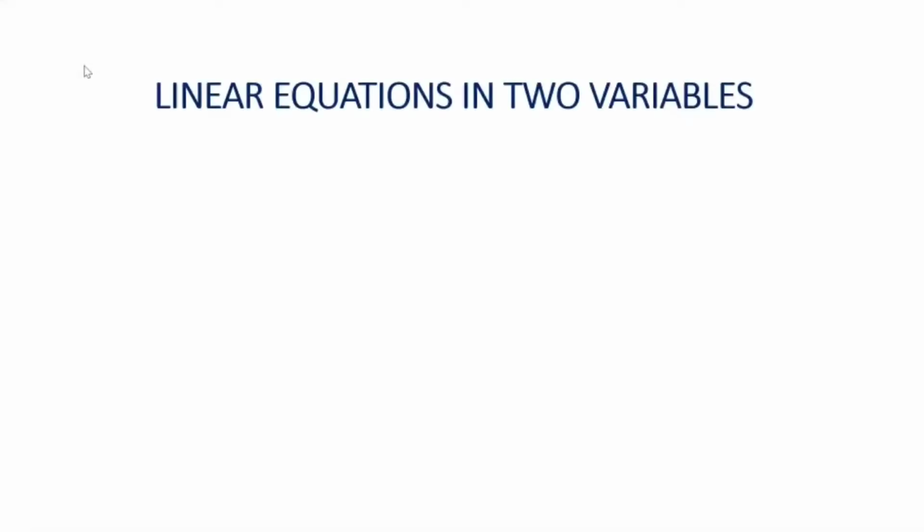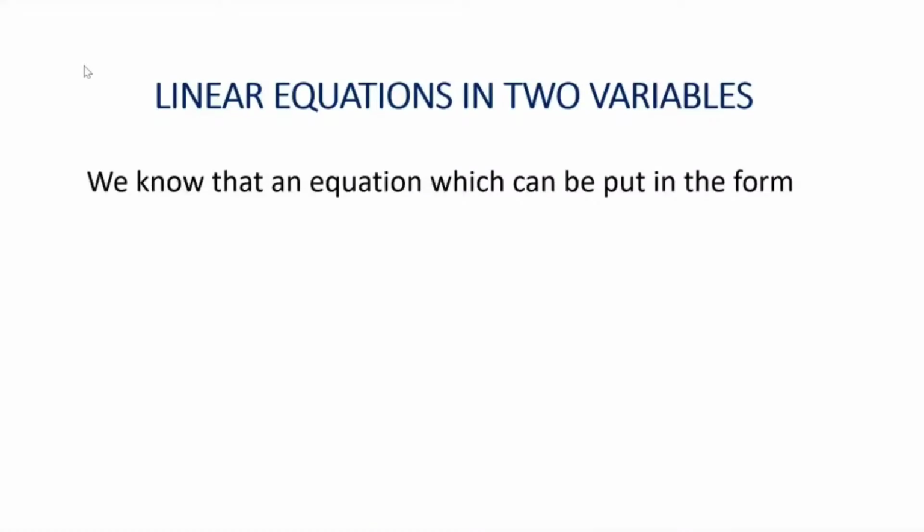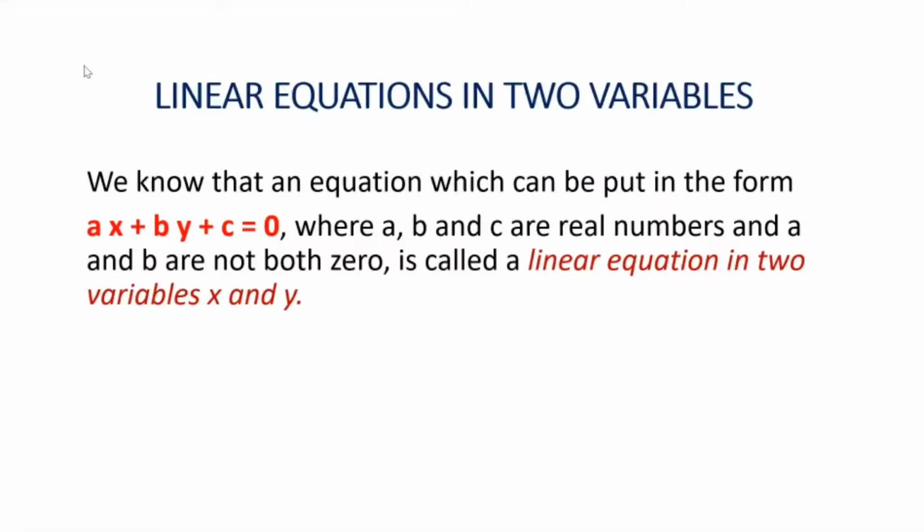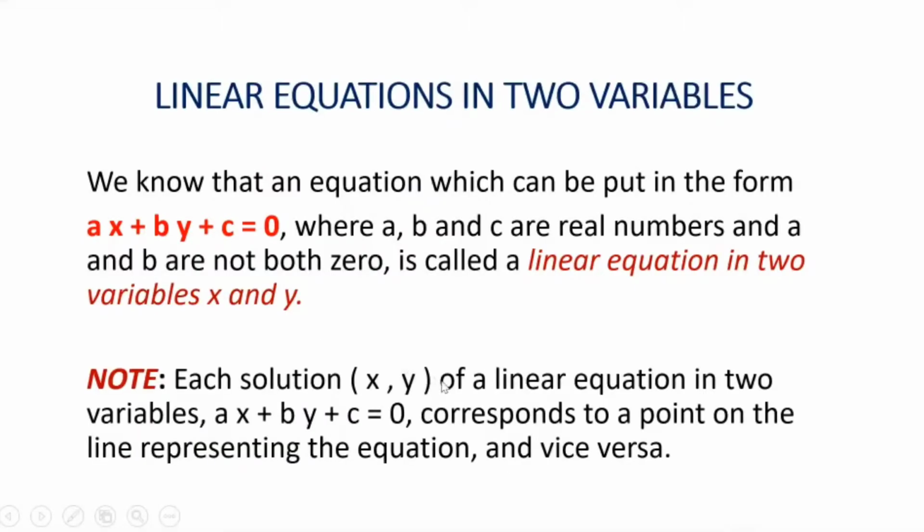So let us see what are linear equations in two variables. We all know that the equation which can be put in the form ax plus by plus c is equal to 0, where a, b and c are real numbers and a and b are both not 0, is called a linear equation in two variables x and y. And also we know that each solution (x, y) of this linear equation in two variables corresponds to a point on the line representing the equation and vice versa.